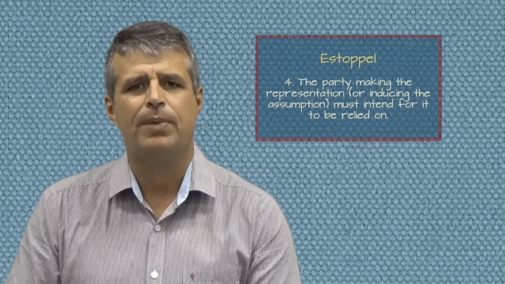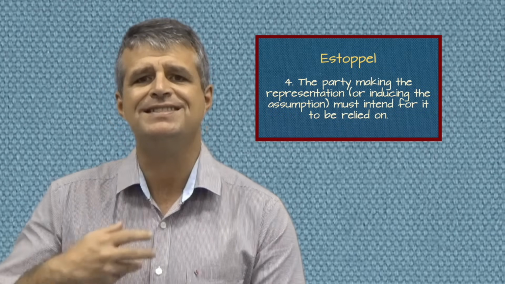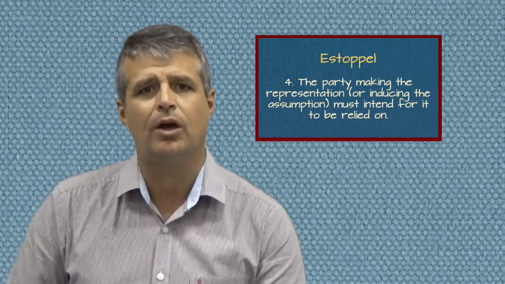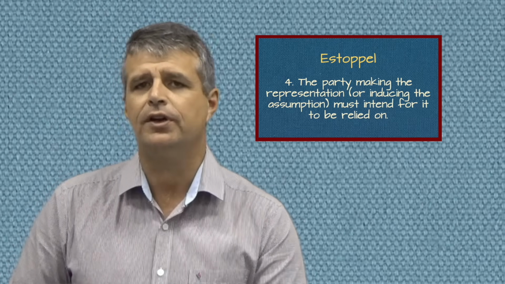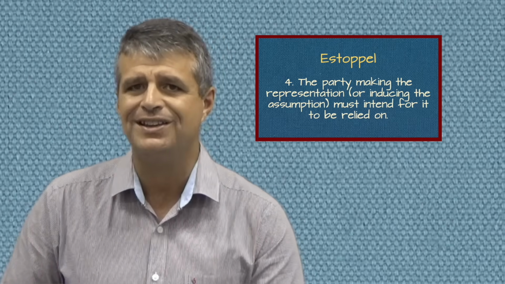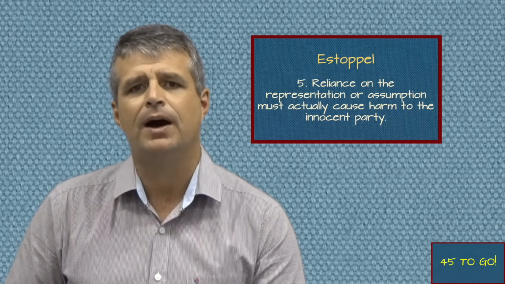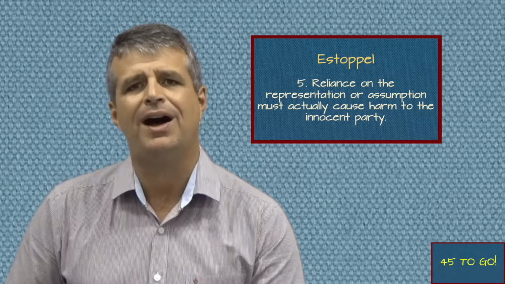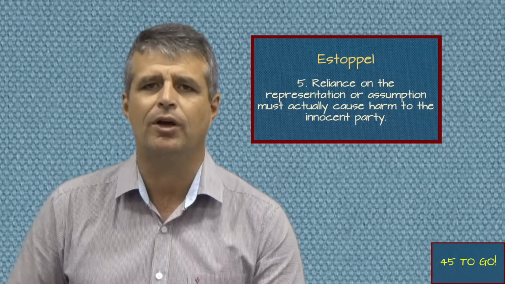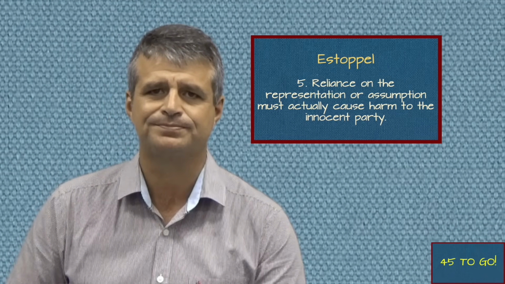Fourth, the party making the statement must intend for the other party to rely on their statement, or alternatively, they have to know that the other party is relying on their statement. Finally, the innocent party must actually suffer some harm as a result of relying on the representation.